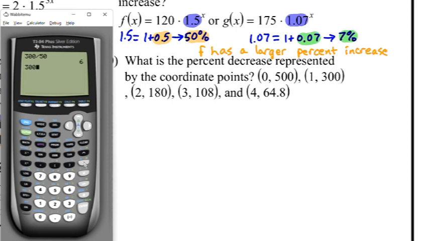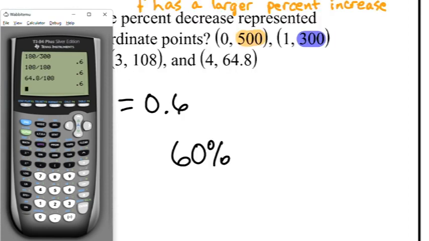Let's try that again. 300 divided by 500, so it's going to be 0.6. So what I'm using is the 300 and the 500. 300 divided by 500 is equal to 0.6. That actually means that we're starting out with a function, f of x is equal to 500 times 1 minus 0.4 to the x power.